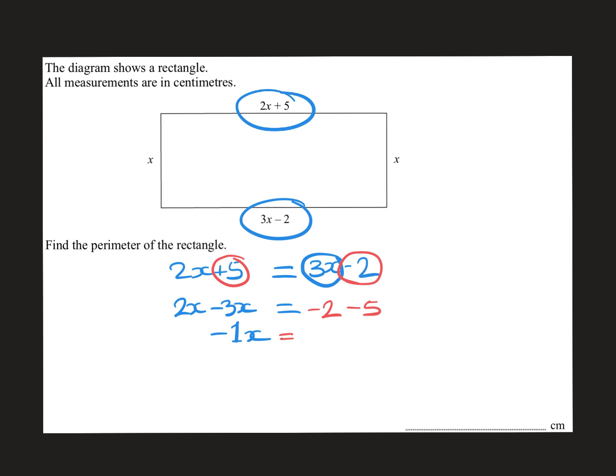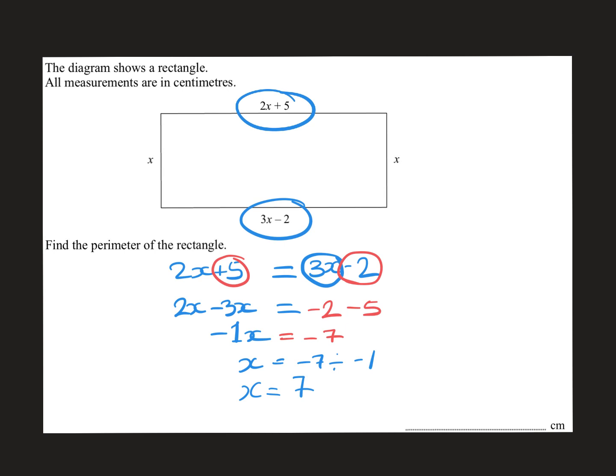And minus 2 take away 5 is going to give you minus 7. Now we need to divide those to find out what x is. So x is equal to minus 7 divided by minus 1. Then two minuses cancel each other out. So then that's really just 7 divided by 1, and 7 divided by 1 is 7. So that means that x is equal to 7 centimetres.